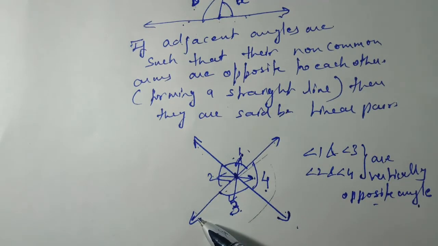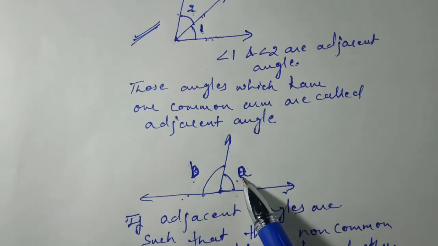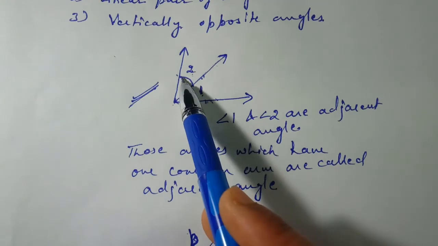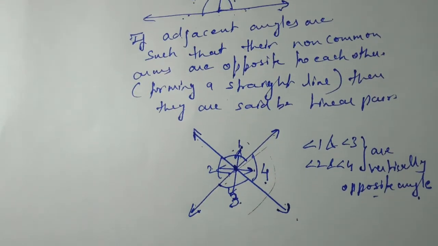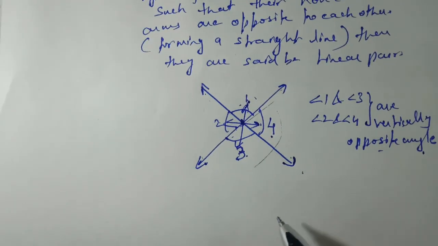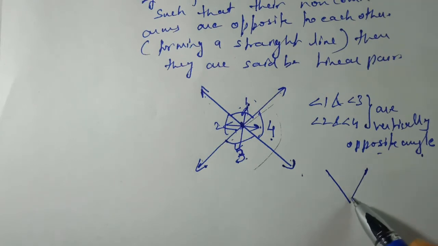This point you have to note down, that vertically opposite angles are formed only when we have intersecting lines. Here we cannot find any vertically opposite angle. Here also we cannot find any vertically opposite angle. If I draw one more figure, let the figure be like this.